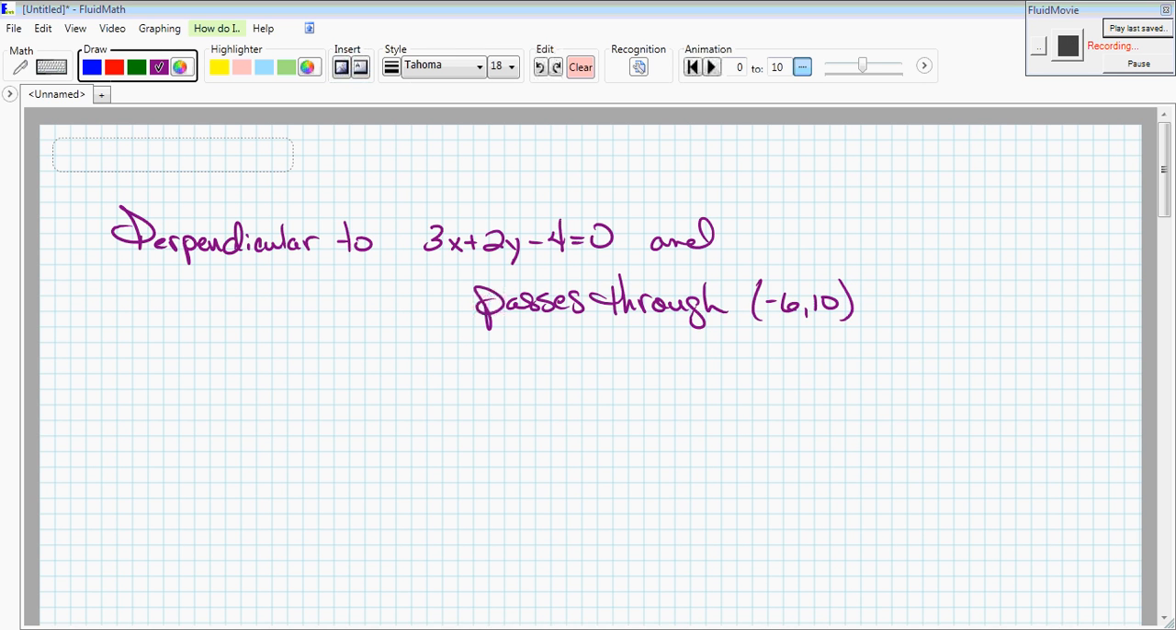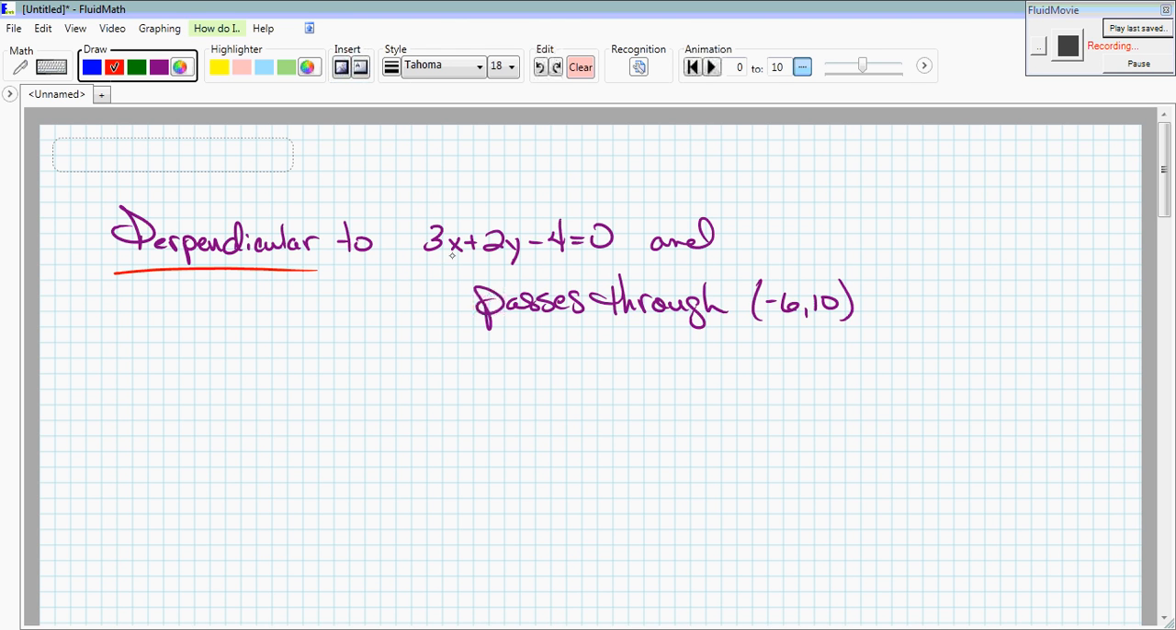Alright, the final example that we're going to do is we're going to write an equation of a line that's perpendicular to the line 3x plus 2y minus 4 equals 0 and passes through the point negative 6, 10. Again, you have to recognize here perpendicular means they intersect to form 4 right angles. In order for this to be true, the lines must have slopes that are opposite reciprocals.